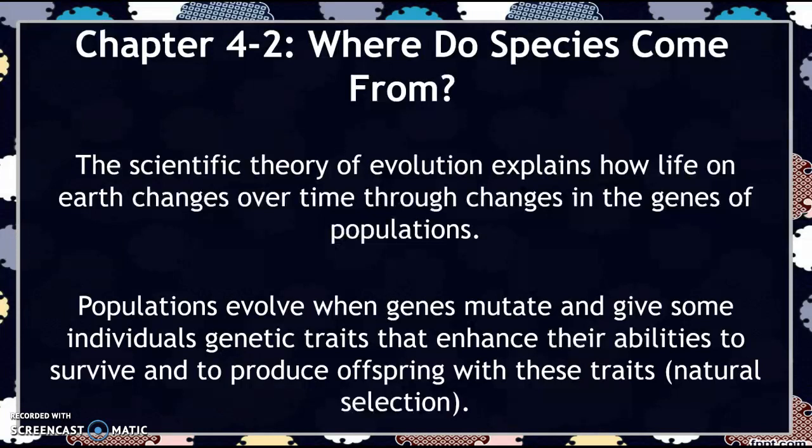So, Chapter 4, Section 2, focus is where do species come from? There's two main ideas here. The first of which is the scientific theory of evolution explains how life on Earth changes over time through changes in the genes of populations. The second big idea is that populations evolve when genes mutate and give some individuals genetic traits that enhance their ability to survive and to produce offspring with these traits. This is called natural selection.